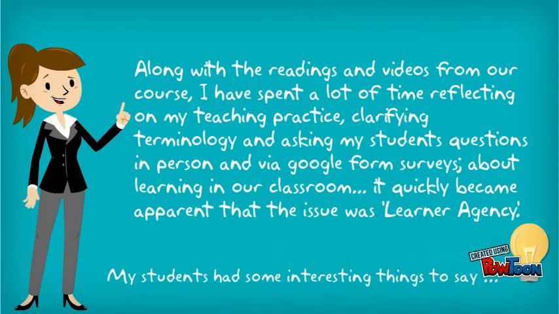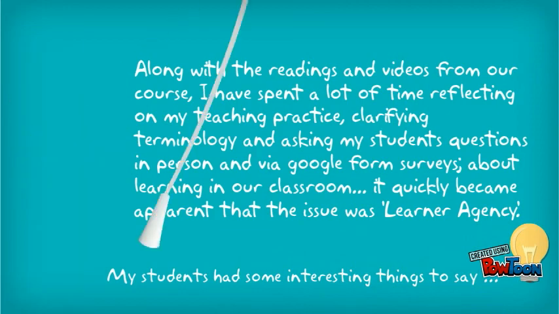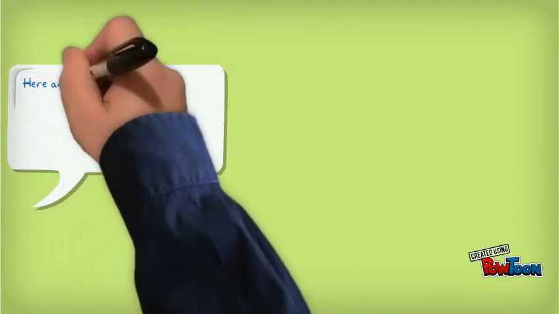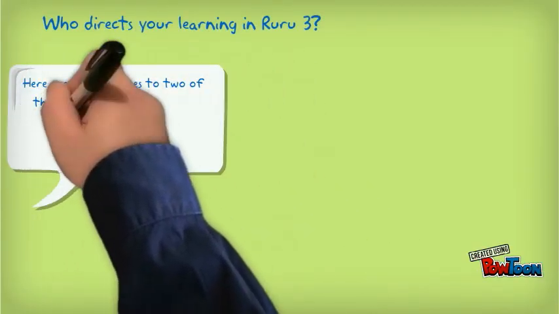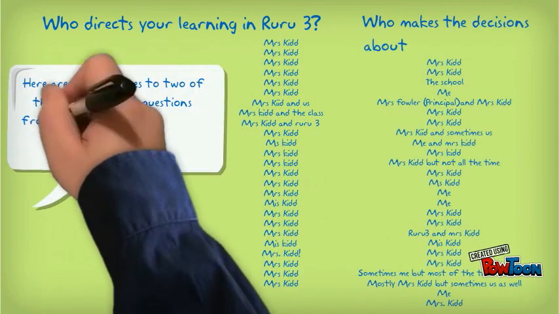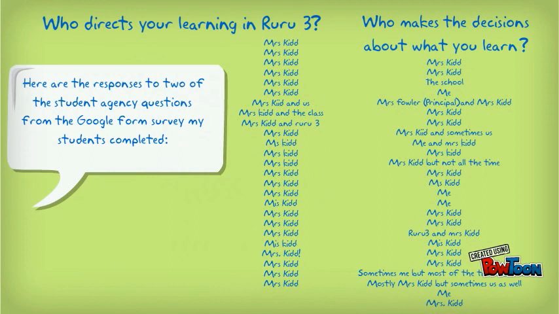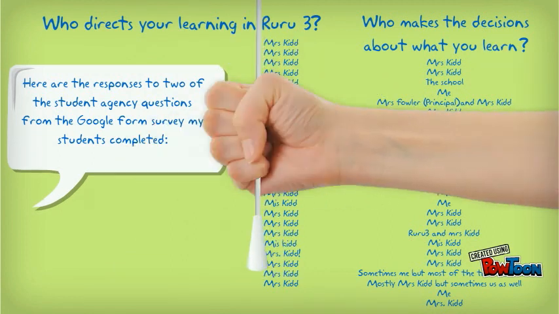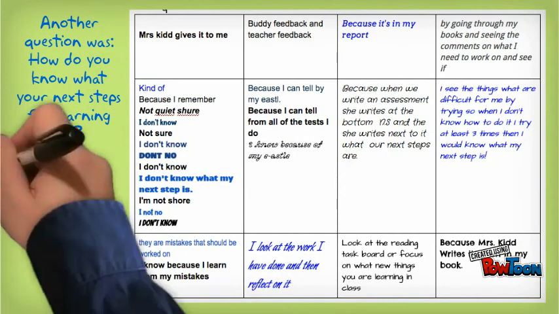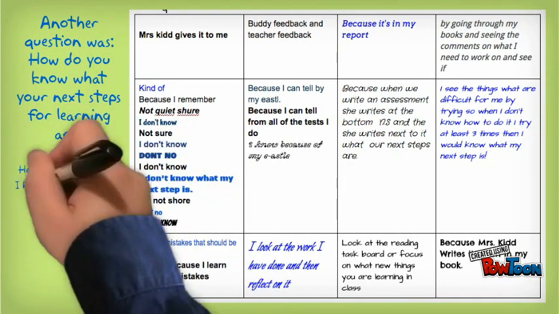It quickly became apparent that the issue was learner agency. My students had some interesting things to say. Here are the responses to 2 of the student agency questions from the Google Form survey my students completed. Another question was, how do you know what your next steps for learning are?